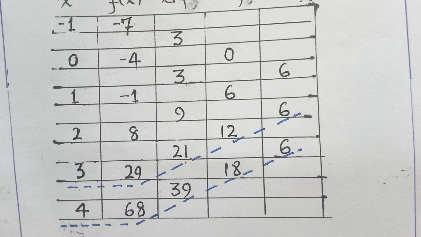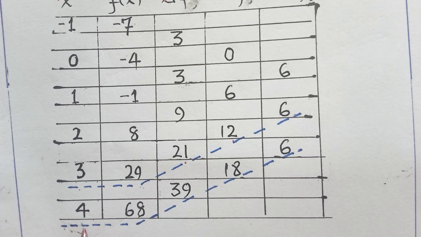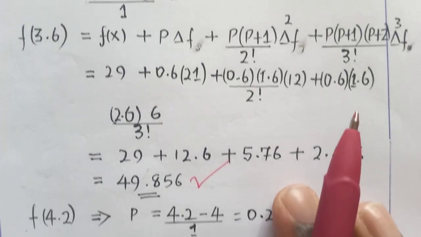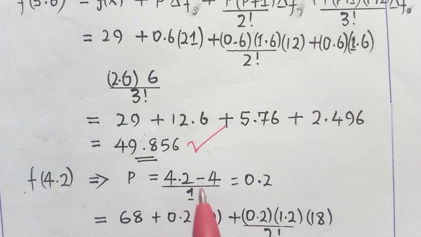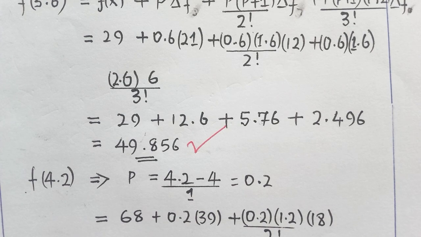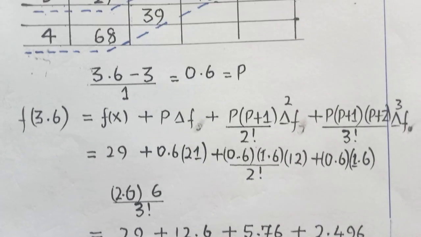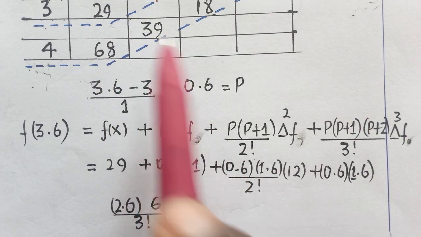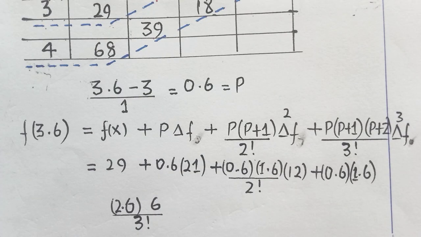So when we are looking for P, you'll have 4.2 minus 4 all over the interval, which is 1. And it is the one that is given here now, guys. This is now our P. Using the same formula, guys, of which I have not repeated again, we shall get the fx is 6, that is from the table. First derivative is 39, we multiply by 0.2.